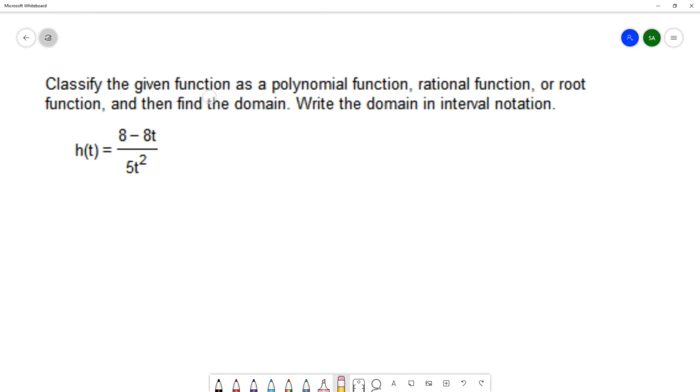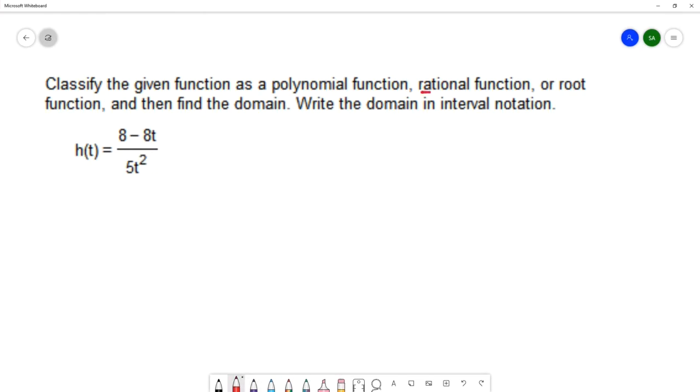Classify the given function as a polynomial function, rational function, or root function. Then find the domain. Write the domain in interval notation. The function we're working with is h of x equals 8 minus 8t over 5t squared. So first we want to classify it in one of these categories.